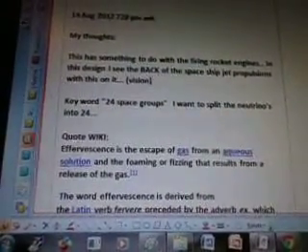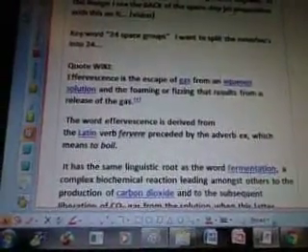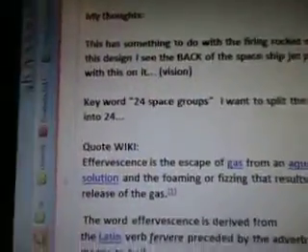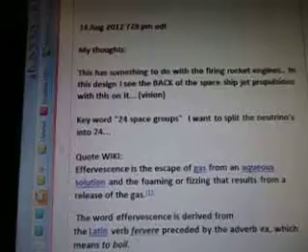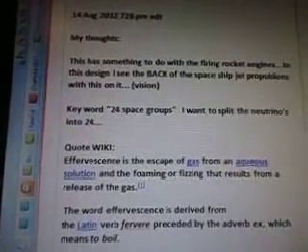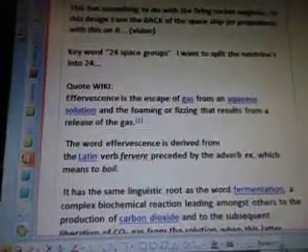14th August 2012, 7:28 p.m. My thoughts, again, that's when I was working on the data. Today's the 27th of August. This has something to do with the firing rocket engines. In this design, I see the back of the spaceship, jet propulsions with this on it, the vision. Keyword 24 space groups. I want to split the neutrinos into 24.